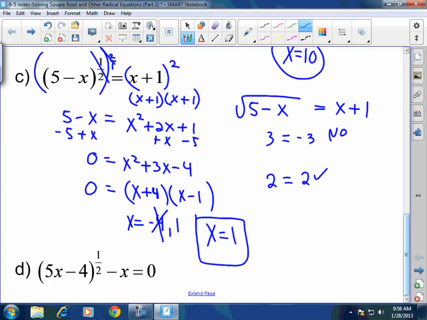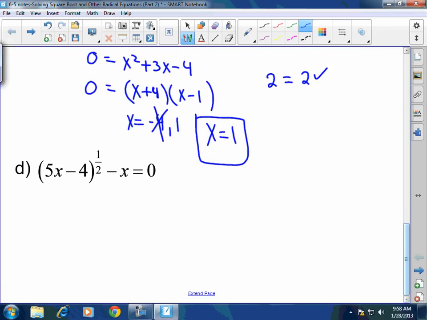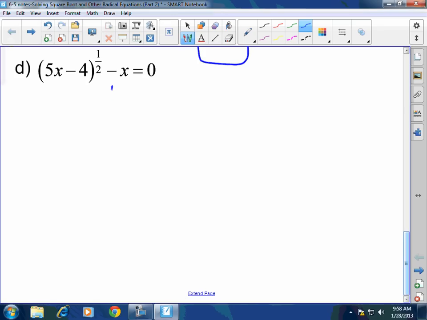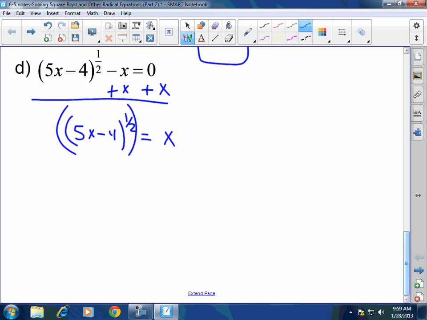Let's do another example. I want to make sure you guys got this. Let's go ahead and add x to both sides. So I've got 5x minus 4 to the 1/2 equals x. I'm going to get rid of that 1/2 rational exponent by raising both sides to the reciprocal of that power. So I'm going to raise everything to 2 over 1. Raise it to 2. Those cancel.